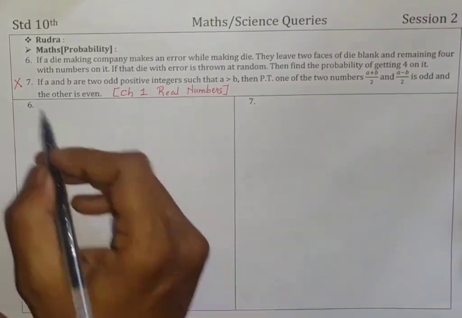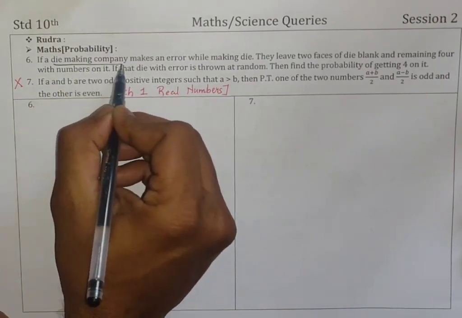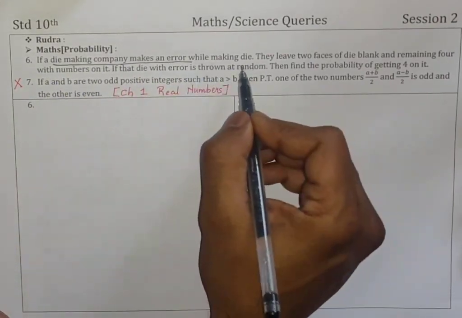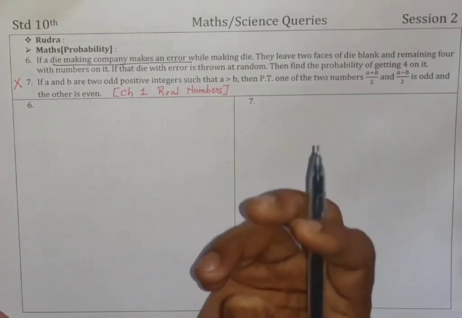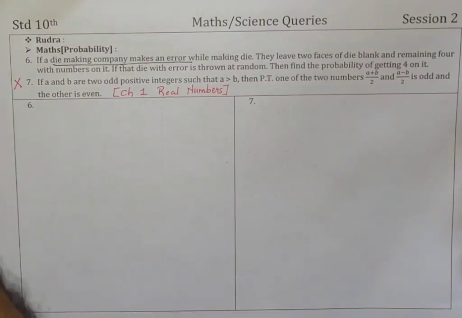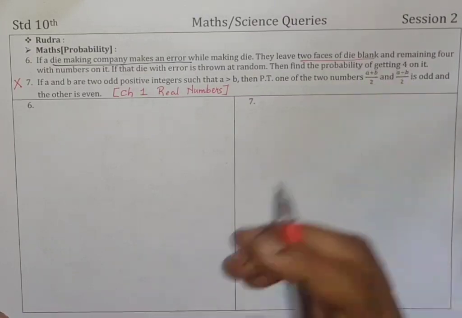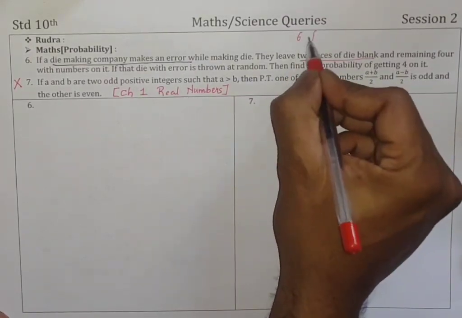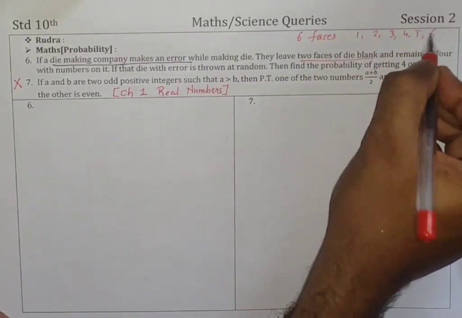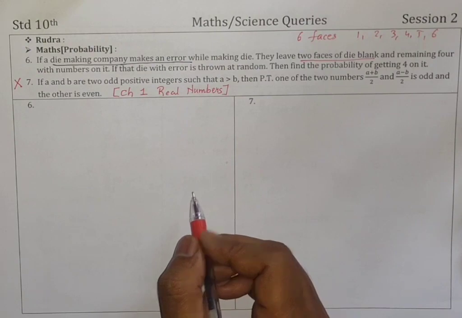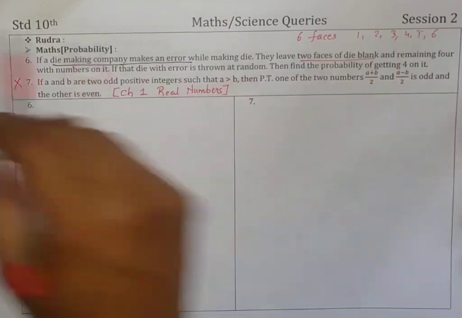Okay, let's go. First we'll solve the 6th one. If a die making company makes an error while making a die, when the company made the die, some error occurred in it. Now what was the error? They leave 2 faces of the die blank. How many faces does a die have? 6 faces, correct? On which there are numbers 1, 2, 3, 4, 5 and 6. Alright? Now by error during manufacturing 2 faces remain blank.